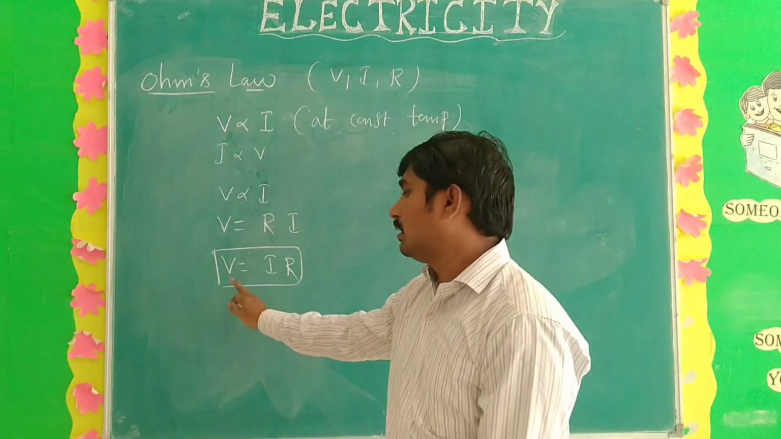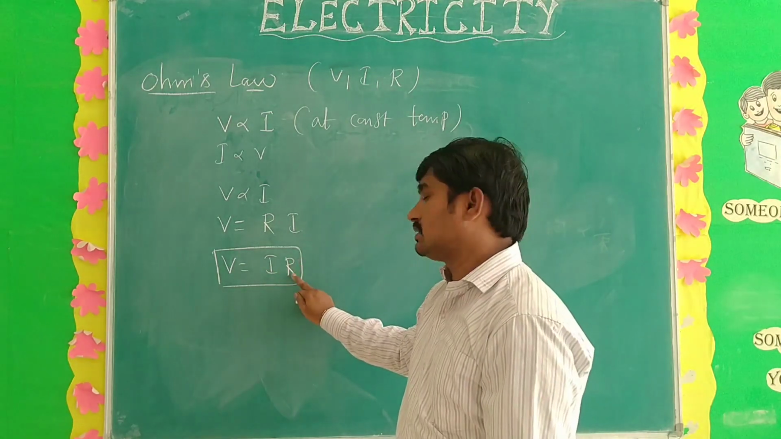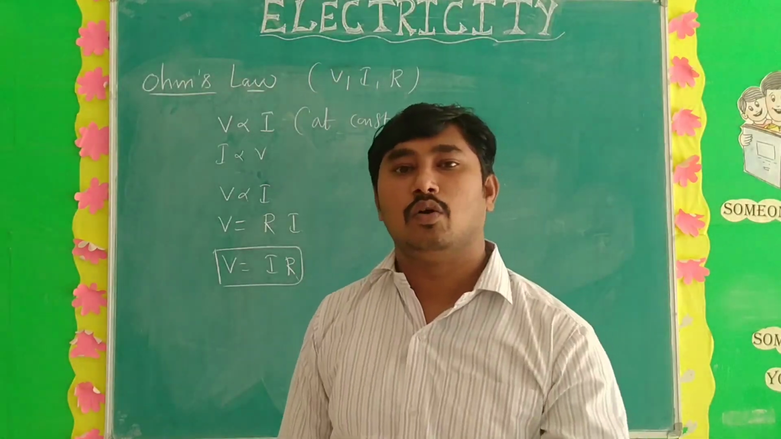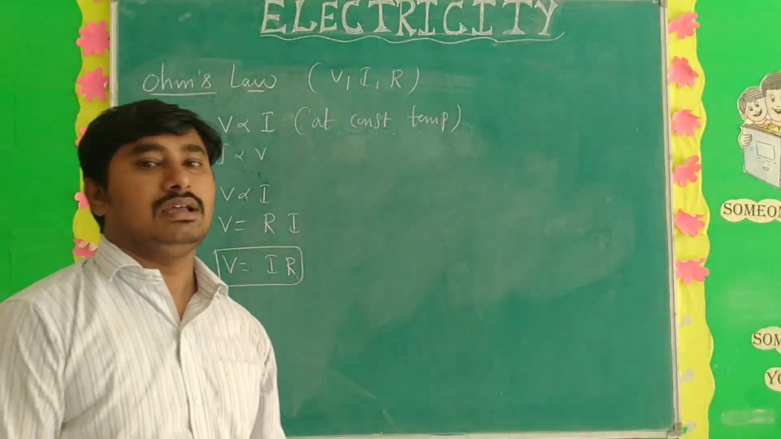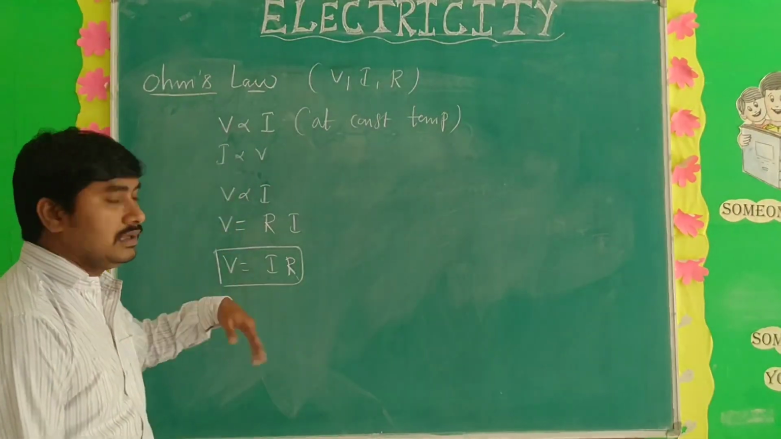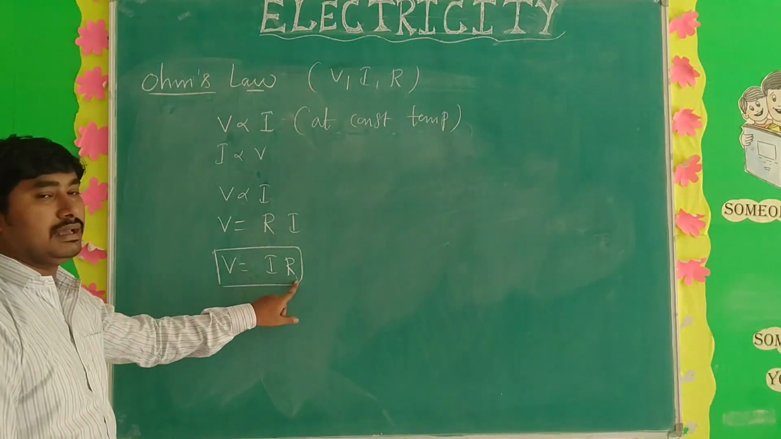What is the Ohm's law formula? Potential difference is equal to electric current into resistance of a material. That is Ohm's law. What is Ohm's law? V is equal to IR. This formula is very important. Next, problems are coming also. So what is the Ohm's law formula? V is equal to IR.